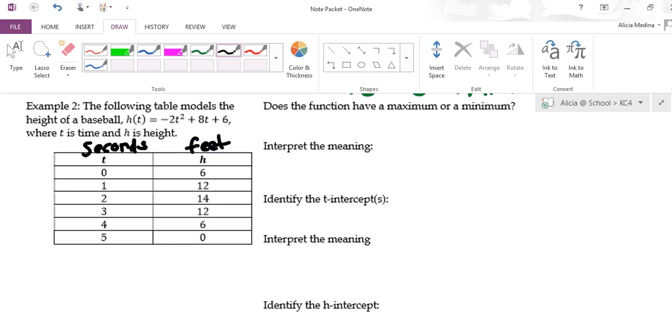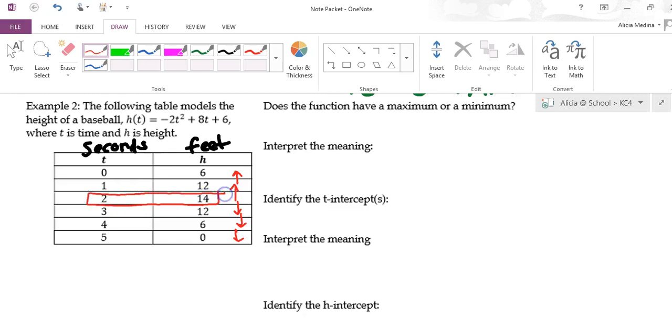So, does the function have a max or min value? Again, looking at our patterns of where this is going up and where it's going down. So, start at the y value. 6 to 12, that's going up, right? 12 to 14, that's going up. 14 to 12, now all of a sudden this is going down. And then 12 to 6, that's going down. And then from 6 to 0, that's going down. So we see that switcheroo right here at this point.